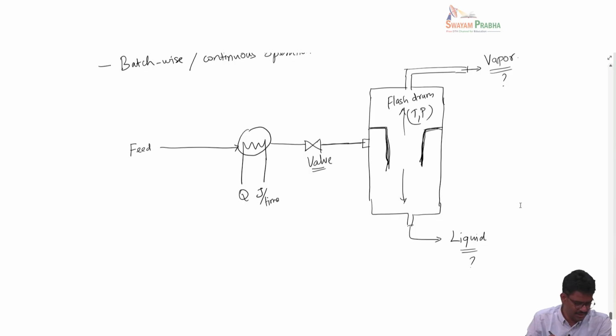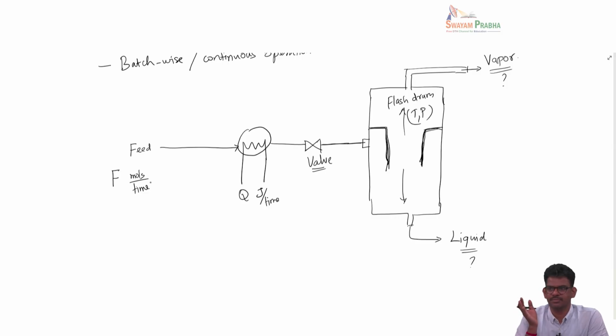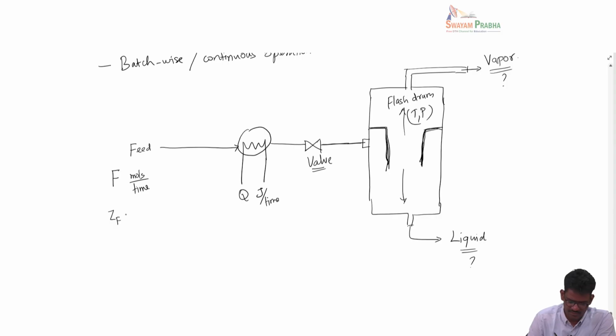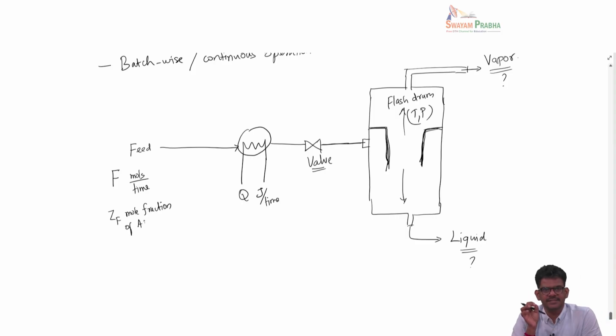Before we go further, let us also write the symbols that we are going to use. We will say that the feed is denoted by F in moles per time. Since I am saying it is a continuous operation, the feed is given as some F moles passing per unit time. That is the flow rate of the feed. And the composition in the feed is XF, the mole fraction of A. Remember, A is the more volatile species in the binary mixture of A, B. So XF is the mole fraction of species A in the feed.